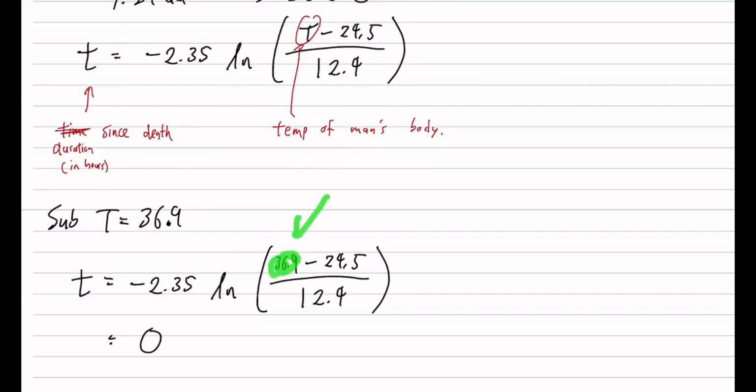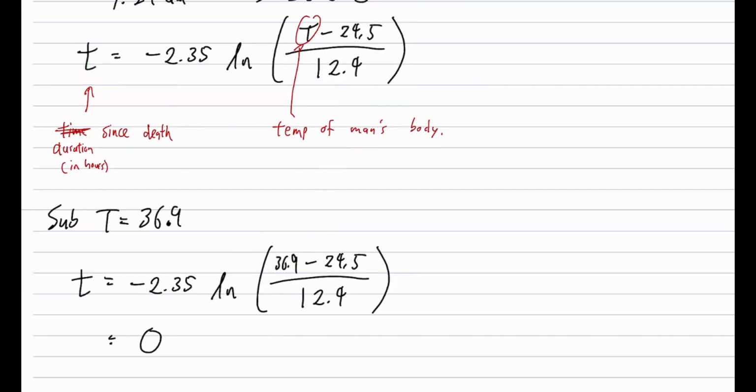36.9. When is it 36.9? When the man is still alive, right? So t equals 0 makes sense. You haven't died yet. You get what I'm saying?